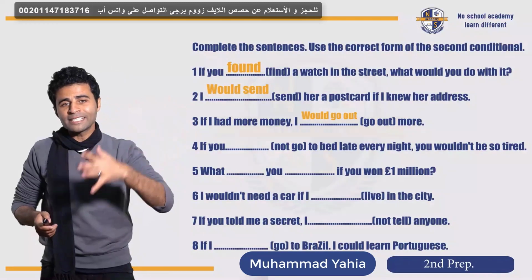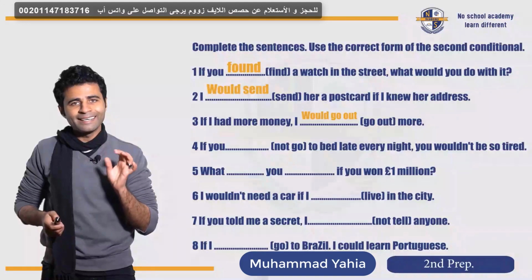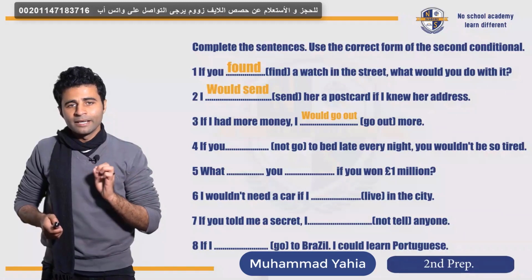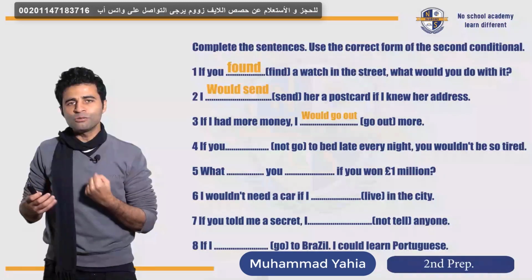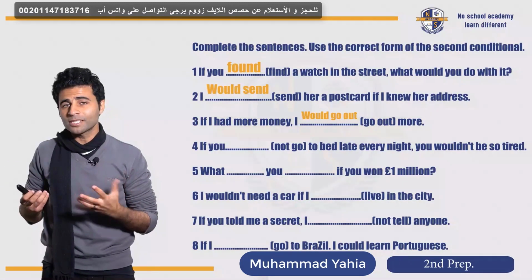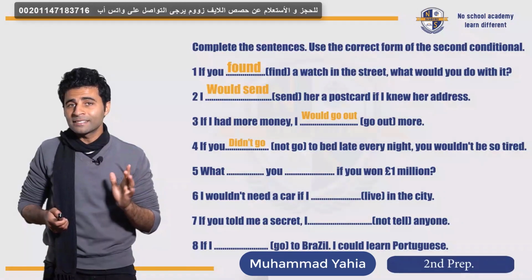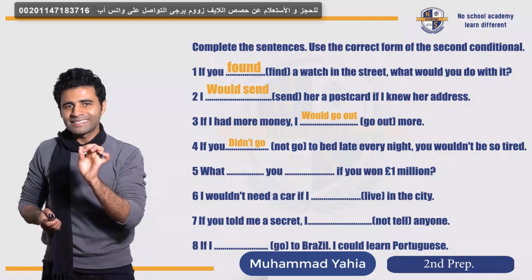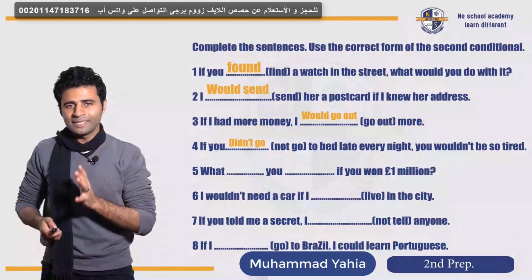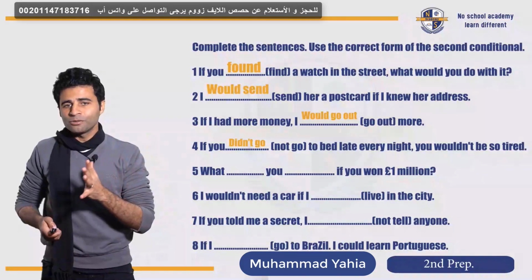Don't tell anybody. Let's move to number four. If you do not go, notice this is negative form. If you do not go to bed late every night, you wouldn't be so tired. So wouldn't be, this is the second action, the first action in the past. How to negate the past? Excellent. Didn't. After didn't, no, not didn't went, didn't go, because we use infinitive after didn't. So if you didn't go to bed late every night, you wouldn't be so tired.